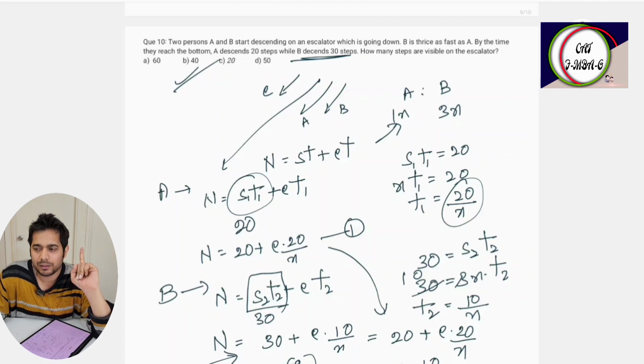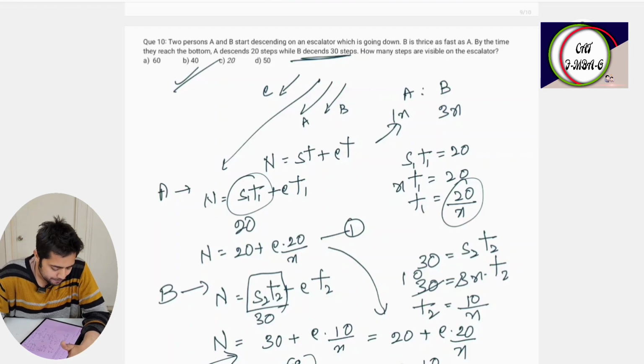Races and boats also. In boats questions, remember upstream and downstream. In upstream, VB minus VS. In downstream, VB plus VS. Distance is equal to speed into time. Remember only this single formula, and you will be able to solve all the questions.